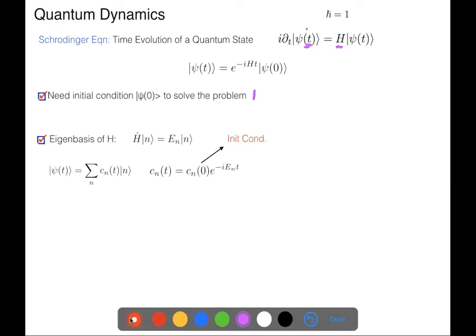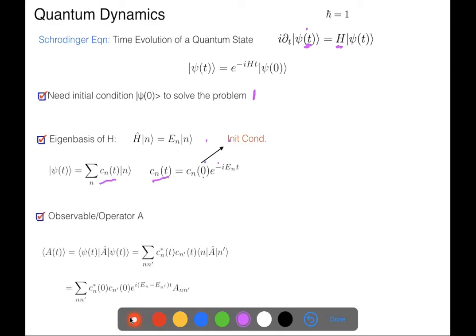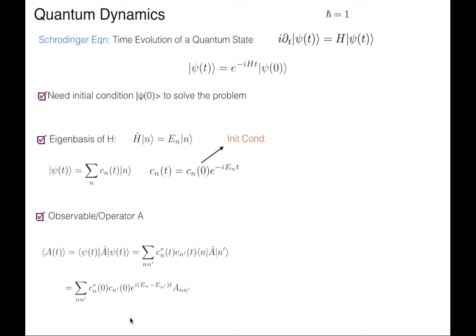We, of course, know from elementary quantum mechanics that life becomes simpler if you can write everything in the eigenbasis of the Hamiltonian, which are the states |n> with energy En. Then if you expand the state in this basis, you can find an easy answer for the coefficients, which is Cn of t = Cn of 0 e^(-iEn t). And so here is your initial condition, Cn of 0, which specifies the initial state that you were in.